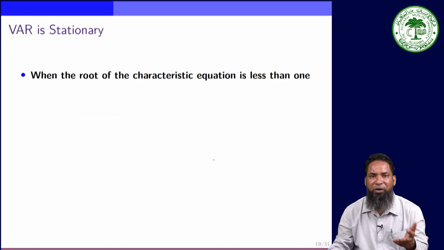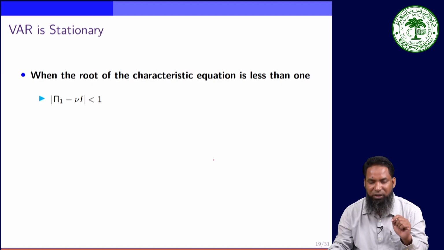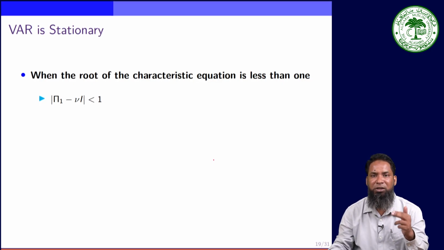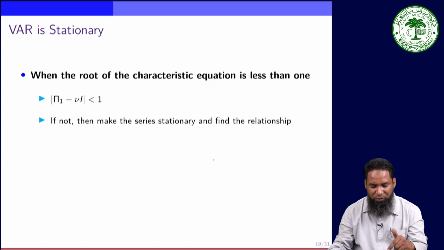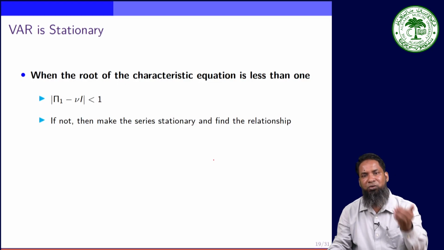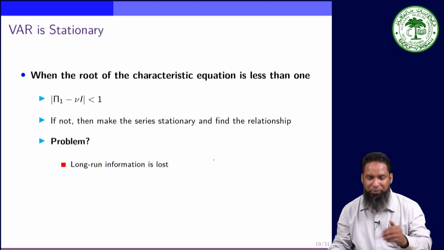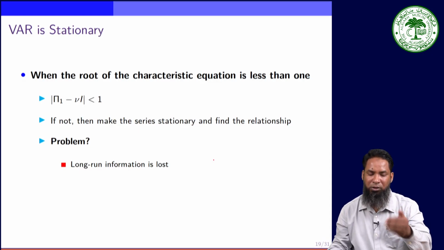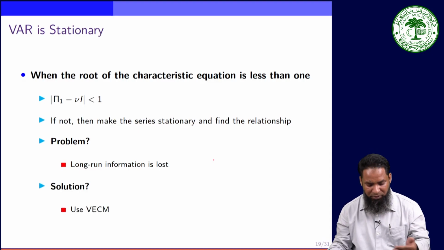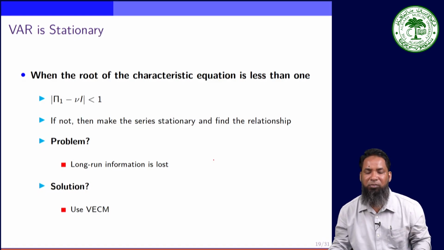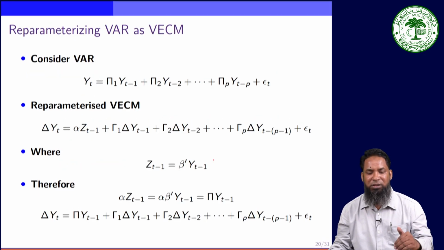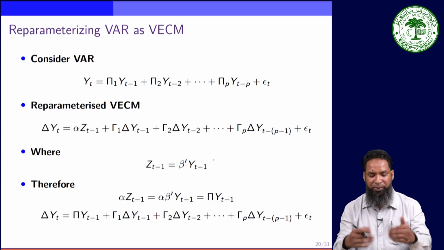In the vector autoregression, we have assumed a stationary model. When the roots of the characteristic equation are less than 1, we assume the estimated vector autoregression is stationary. If not, then what do we do? We make the series stationary, then use the vector autoregression. But in that case, again we have a problem: the long run information is lost. Then what is the solution? The solution is the vector error correction model. So what is the vector error correction model? It's basically a reparameterization of the vector autoregression.